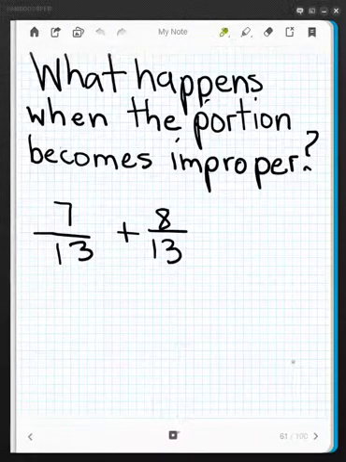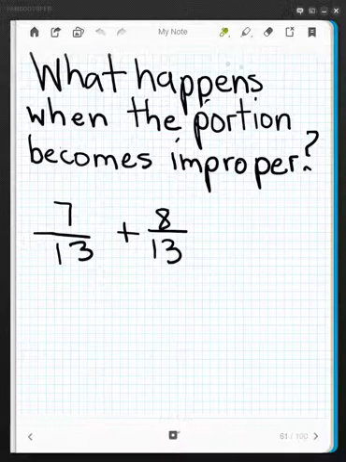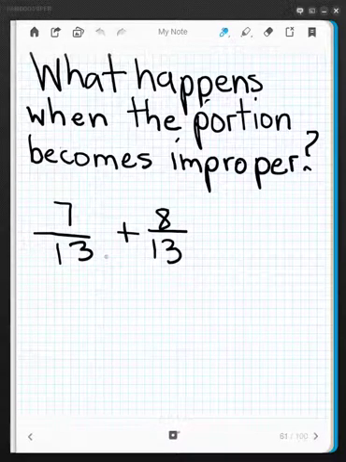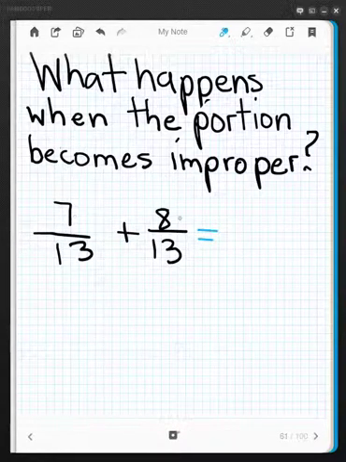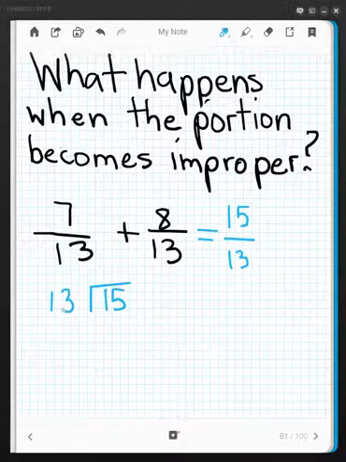What happens when the portion becomes an improper fraction? So when it becomes more than one whole thing. Let's take a look at that. So we're going to take a look at 7/13 plus 8/13. So we add the numerators, 7 plus 8, which gives me 15, and we carry along the common denominator, 13. See, the numerator is larger than the denominator. That means it's an improper fraction. So remember, to change an improper fraction into a mixed number, we divide the numerator by the denominator.